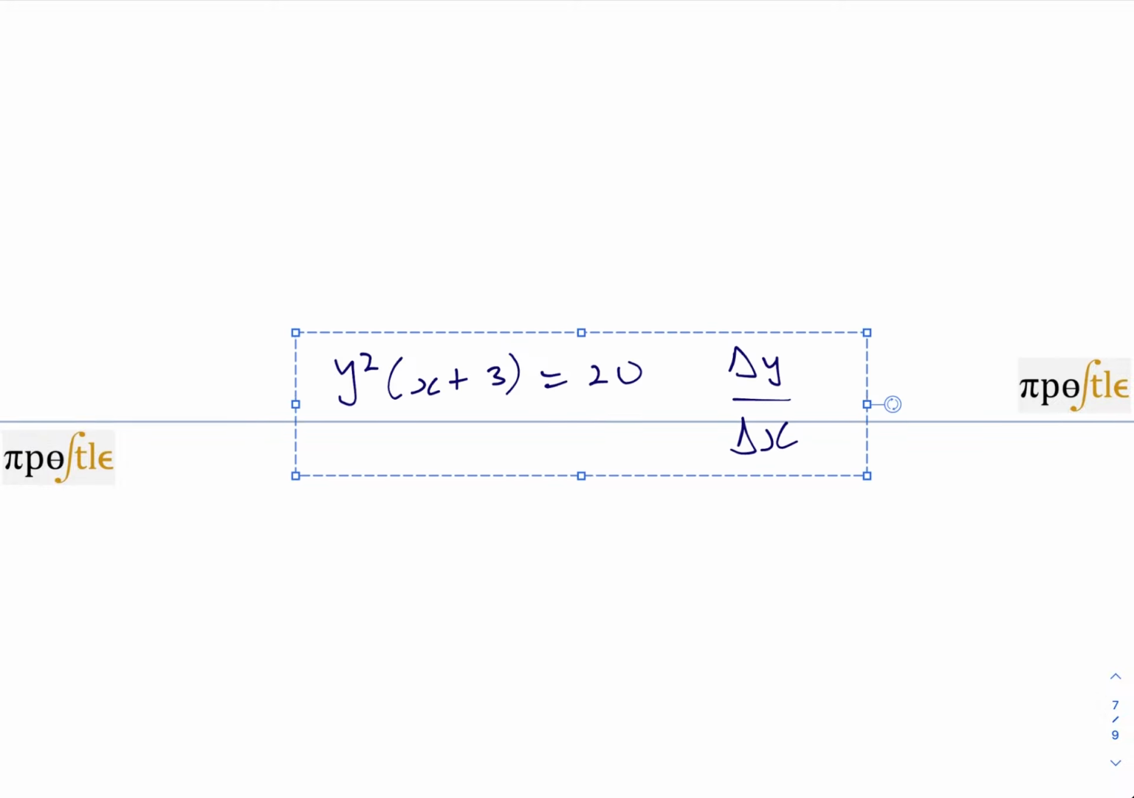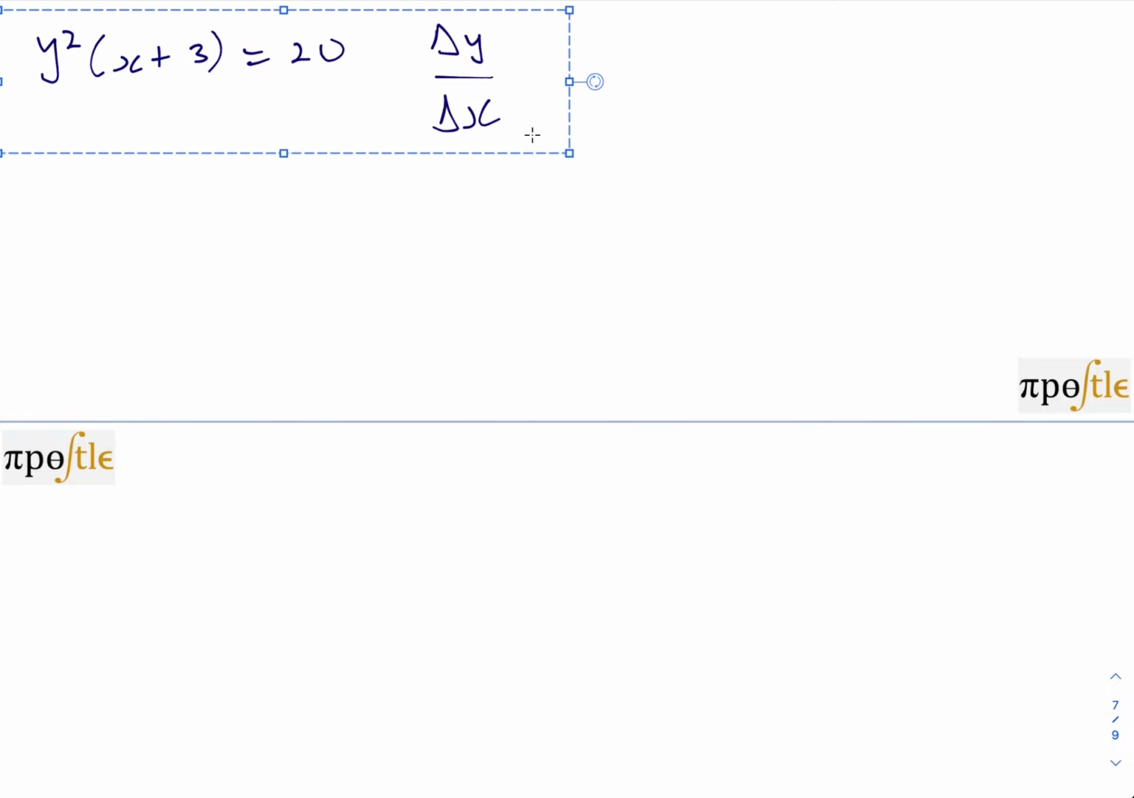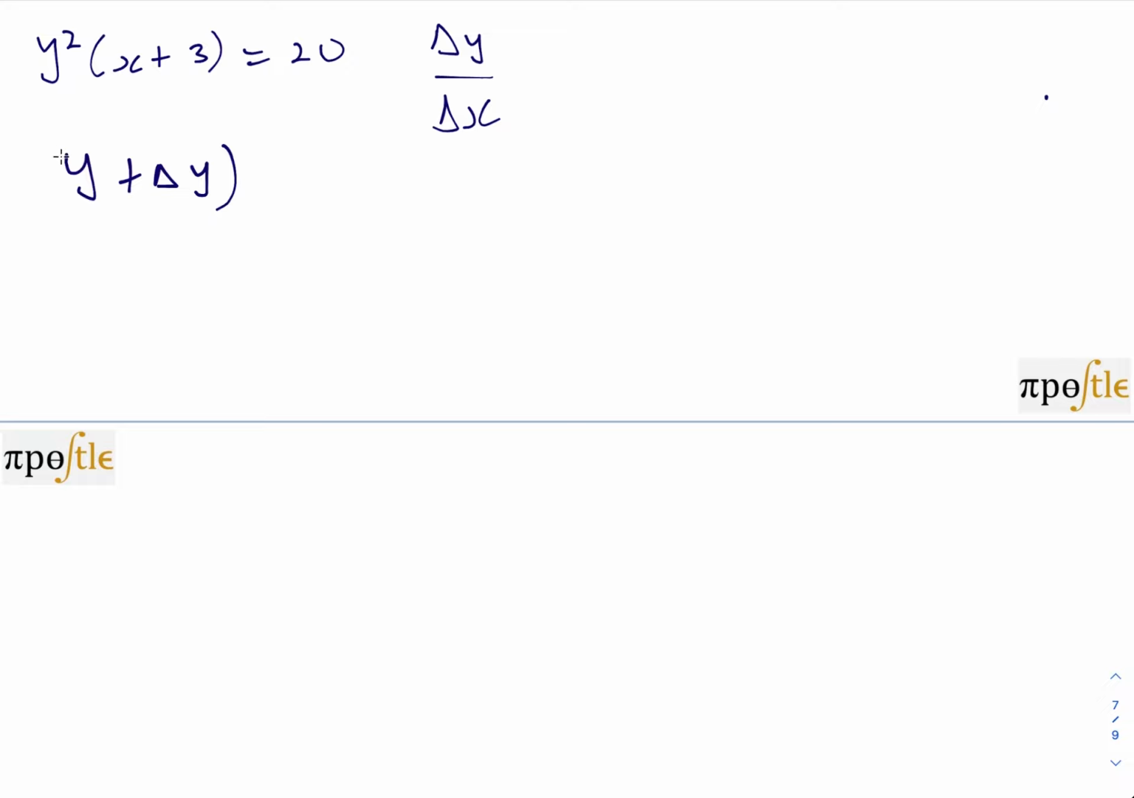We're given a curve, y squared times (x plus 3) equals 20. Now we're asked to find the gradient of the second line, which is change in y divided by change in x. Invariably, we know that for every increment caused in x, there's an increment in y as well. So we start by saying that this can be written as (y plus delta y) all squared, multiplied by (x plus delta x plus 3), which would be equal to 20.